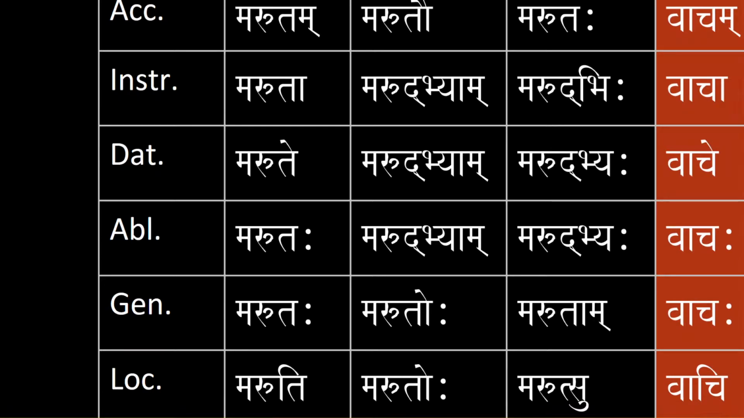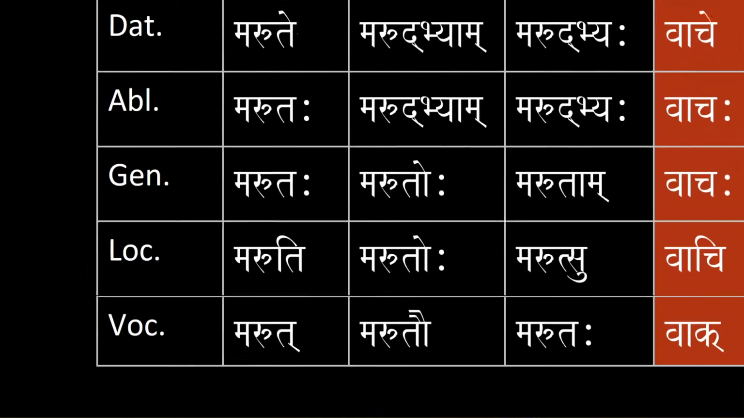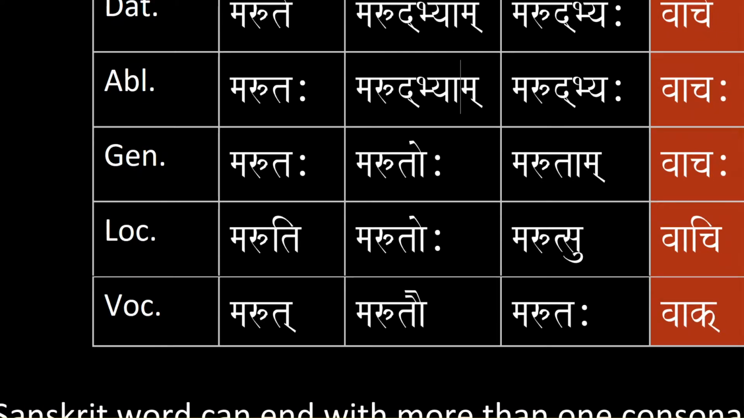Ablative, singular, dual, and plural, marutaha, marudbhyam, and marudbhyaha. Genitive, marutaha, marutohu, and marutam. Locative, we have maruti, marutohu, and marutsu. And vocative, we have he marut, he marutau, and he marutaha.